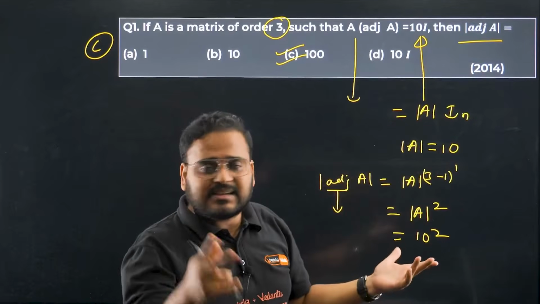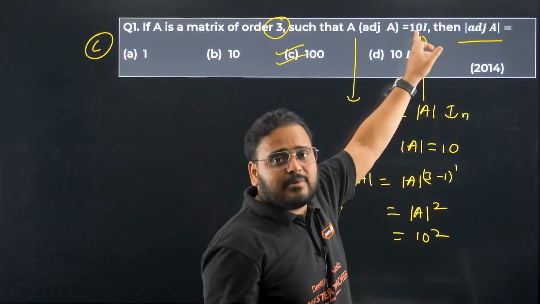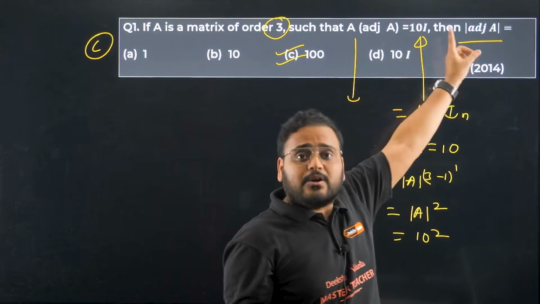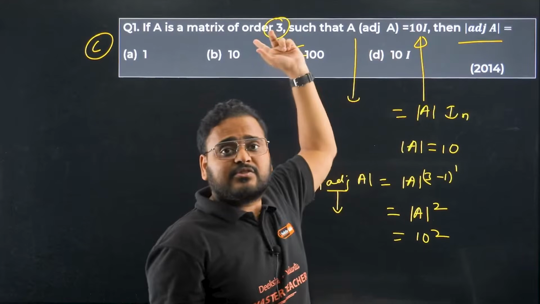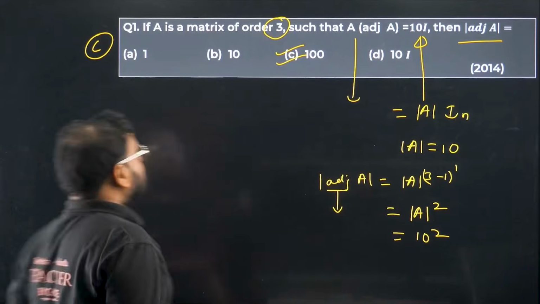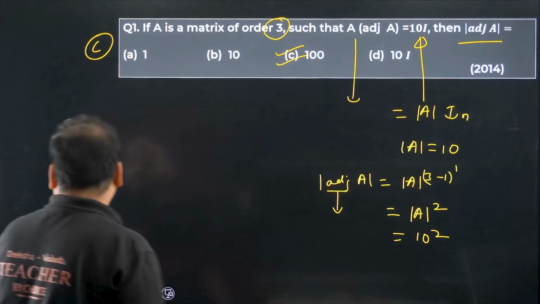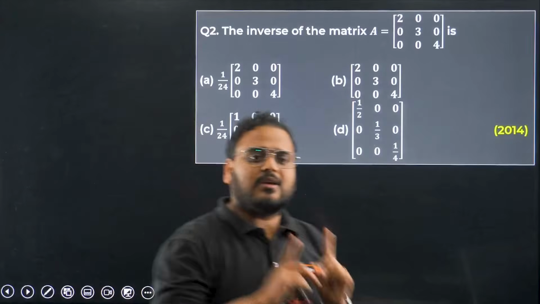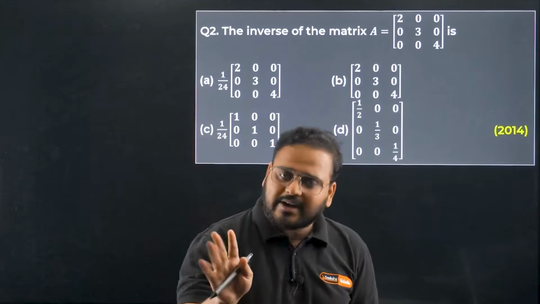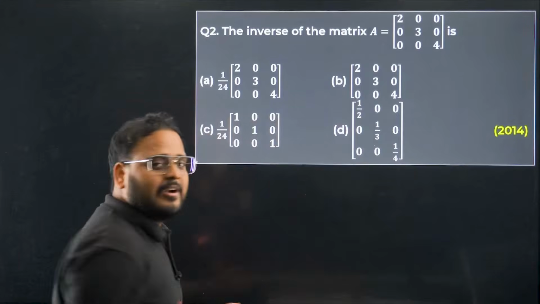How will you get the answer in 10 seconds? This is 10 means determinant is 10. Here we have adjoint once means power will be 2 because the order is 3. 10 square is 100. Option C is correct. Question is done in 10 seconds. Yes. Question number 2. Let's solve now. I know everybody got this answer right. Question number 1, everyone got it right? Yes. So first mark is already awarded to all of you.